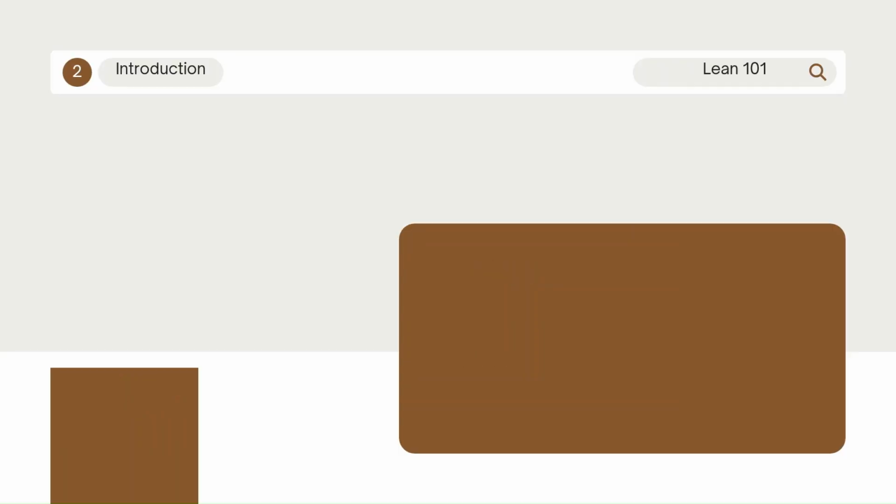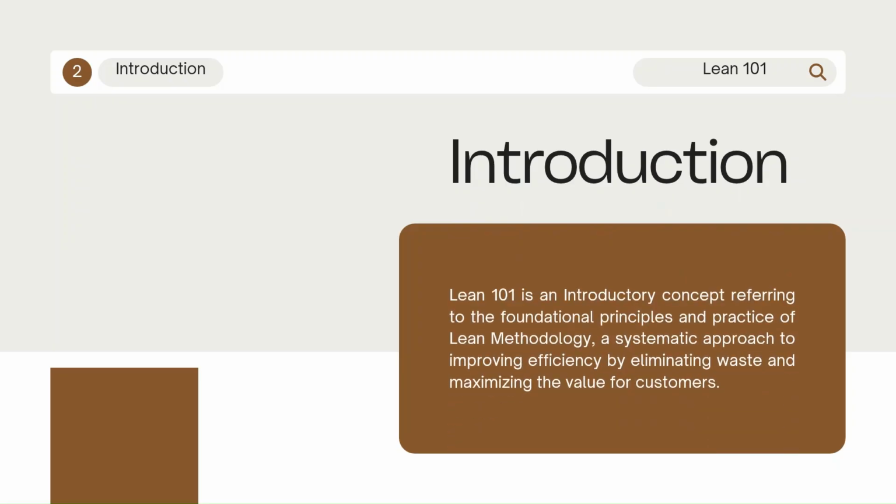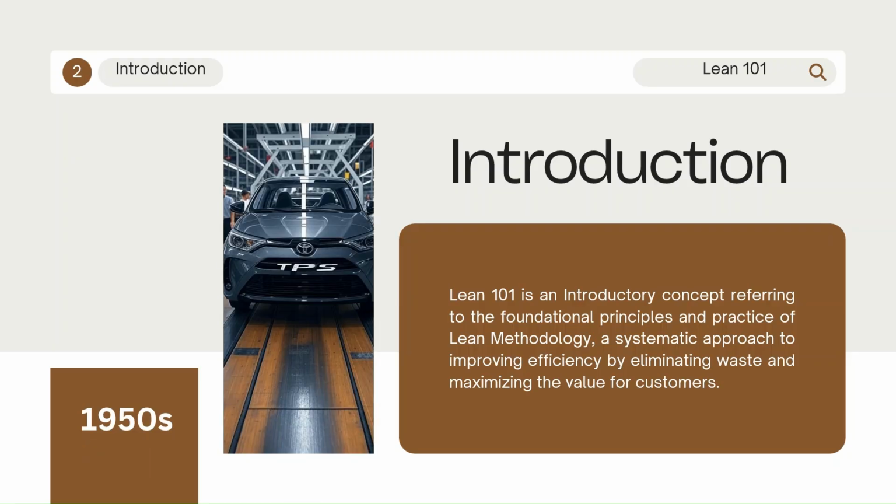Let's go to the next slide and let me introduce you to Lean 101. So, what is Lean 101? Lean 101 is an introductory concept referring to the fundamental principles and practice of Lean methodology. It is a systematic approach to improve efficiency by eliminating waste and maximizing the value for customers. It came into existence in the 1950s and was inspired by TPS, the Toyota Production System.